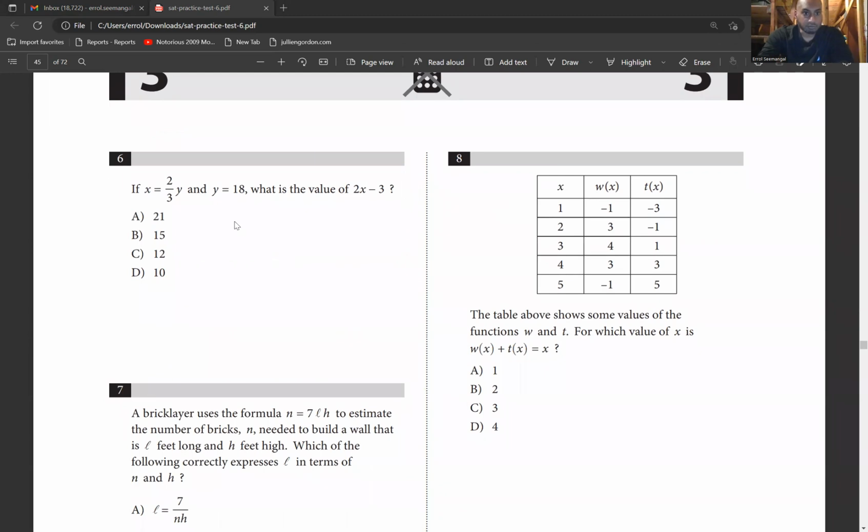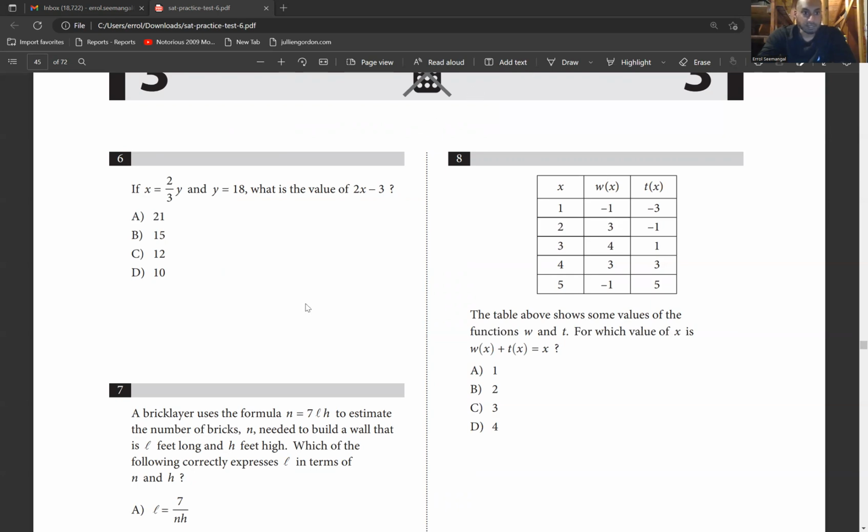6. If x equals 2/3 times y and y is 18, what is the value of 2x minus 3? How do we do that one? x equals 2/3 times 18, which is what? 12. That's 1 and that's 6. 6 times 2 is 12. So if x is 12, what's 2 times 12 minus 3? 21. 21, so 6A. Yep.